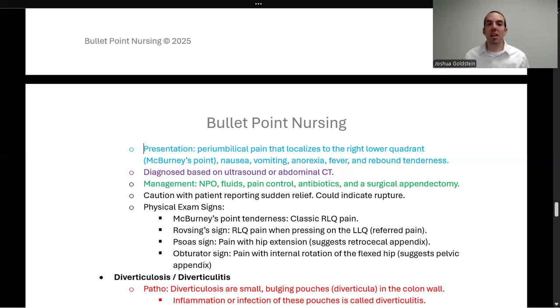The management, these patients are definitely NPO. We're going to give them plenty of fluids, plenty of pain control. Those three things are identical to pancreatitis. We're going to give them antibiotics if appropriate, and a surgical appendectomy to get rid of the appendix if we're worried about rupture.